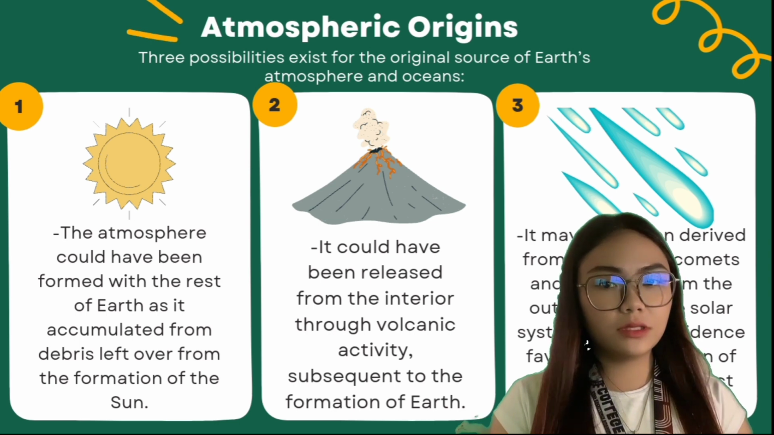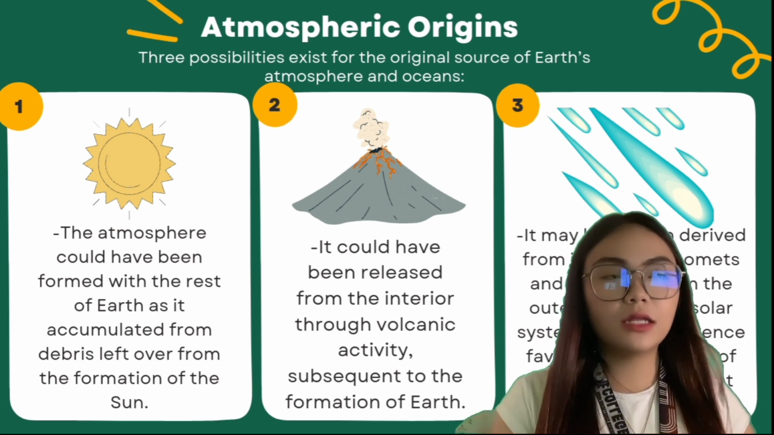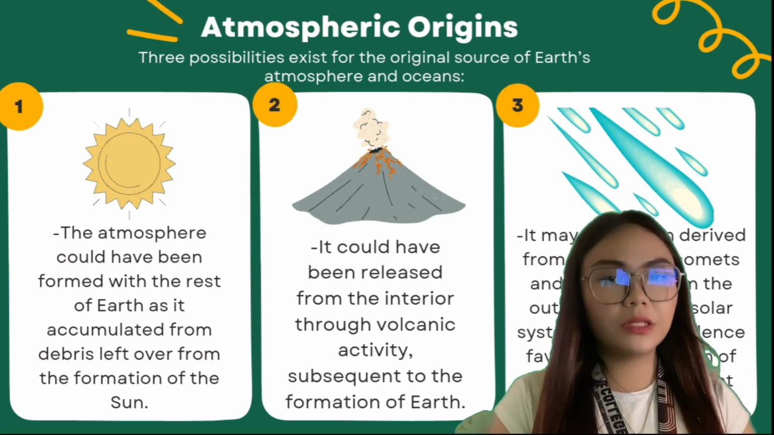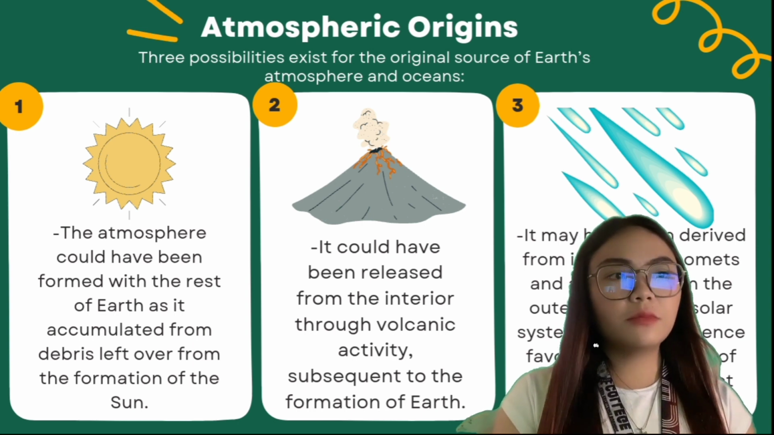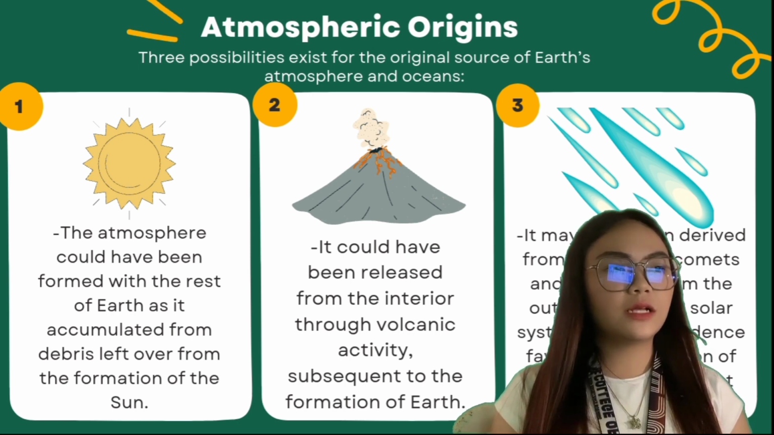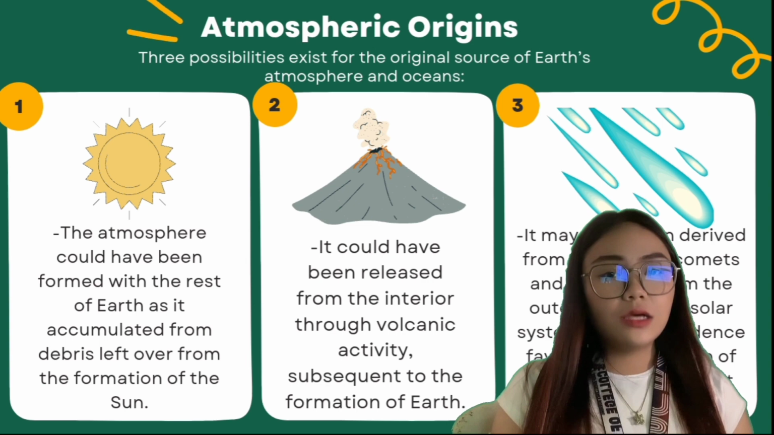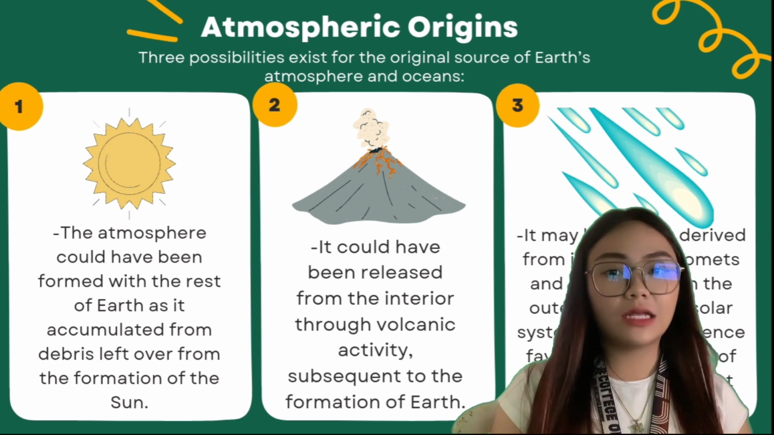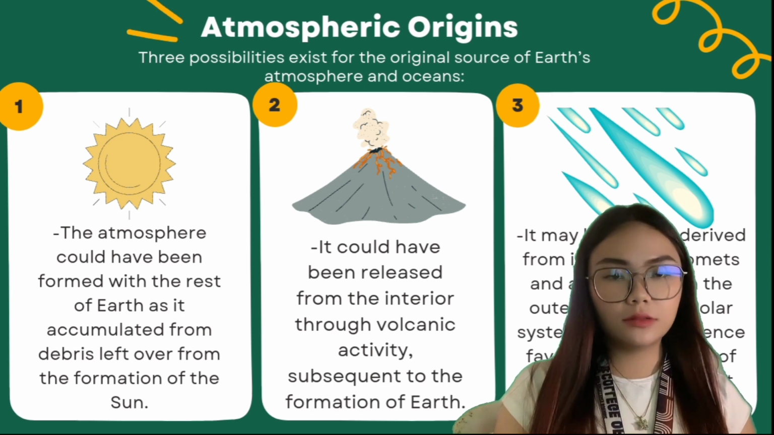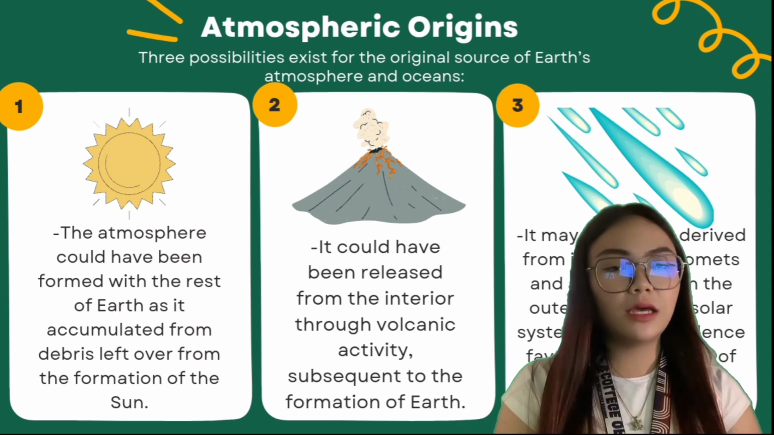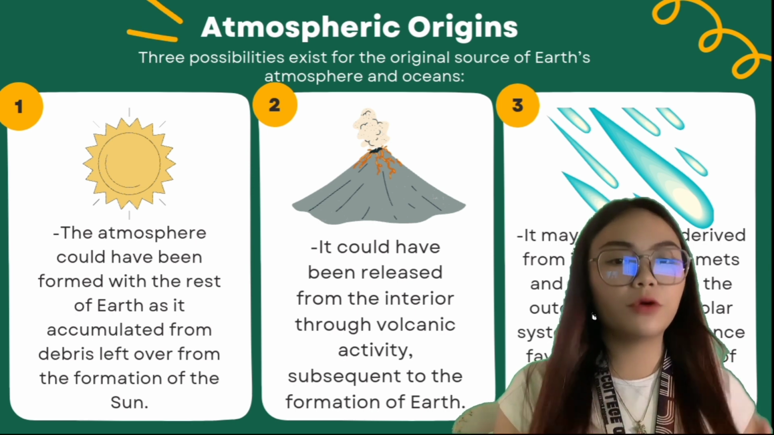In the nebula hypothesis, an accretion disk formed, and that forms our sun or protostar. And as it forms our Earth, the atmosphere of Earth was formed from the debris left. Secondly, it could have been released from the interior through volcanic activity subsequent to the formation of Earth. So after the Earth was formed, there was no such thing as an atmosphere. It says here that it was formed because of volcanic activities such as volcanic eruptions in which chemicals were released and formed our atmosphere. And by means of interior, it means the atmosphere accumulated from inside the Earth itself.